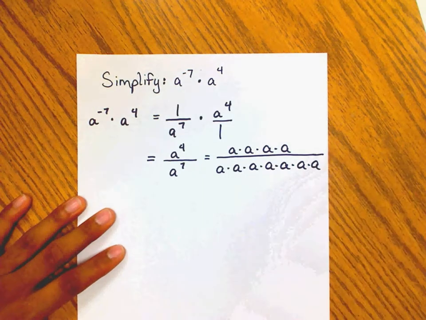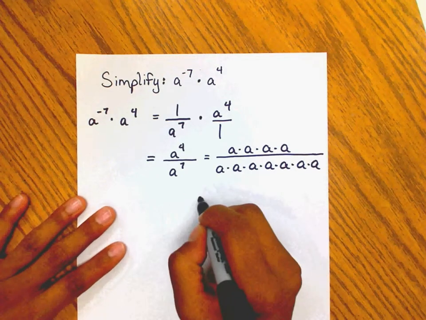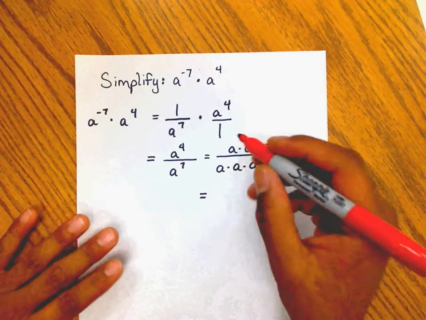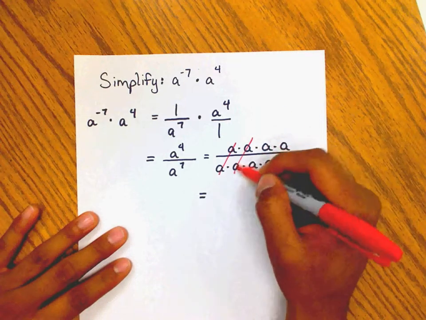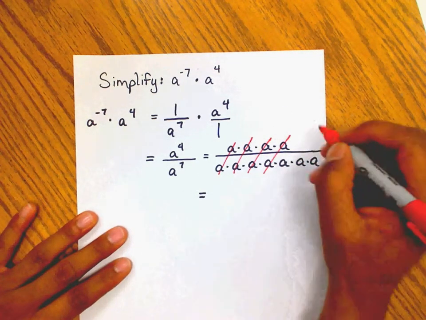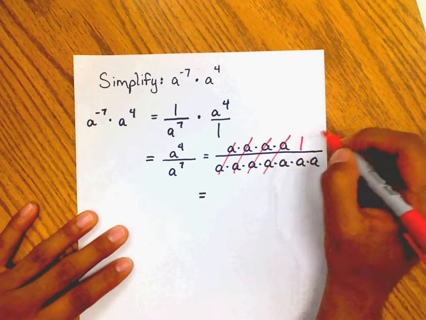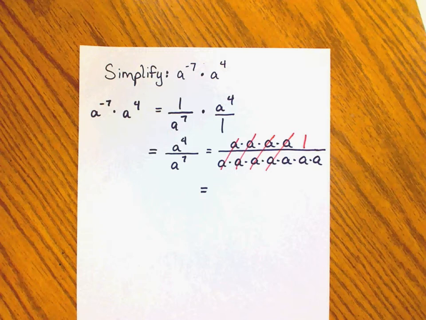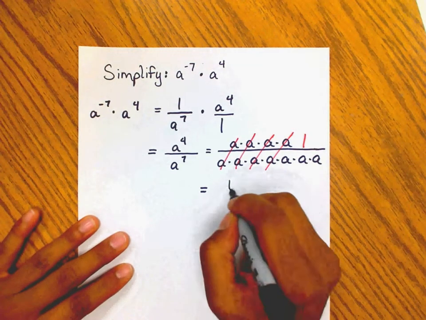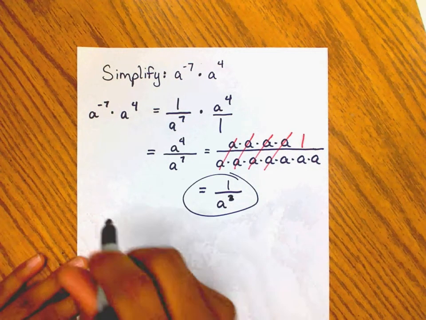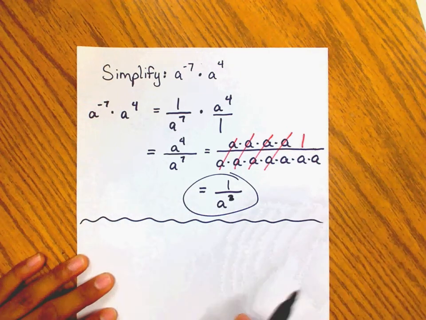Now that I've done that, we're just going to start canceling out. If it's on the top and the bottom, cancel one out. And then whatever's left over, we're going to see how we write that. 1, 2, 3, 4. So I have none left on the top. When you have nothing left either on the top or the bottom, you're just going to put a 1. So now my final answer can be written as 1 over a to the 3rd power. Final answer. Now, I said I was going to show you another way. So let me go ahead and do that.